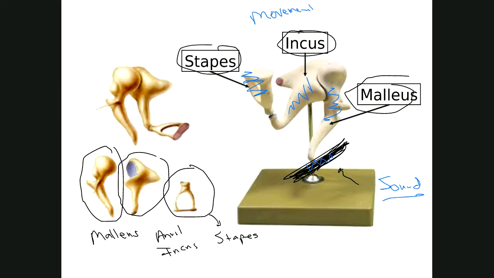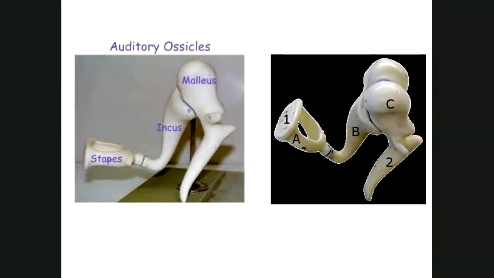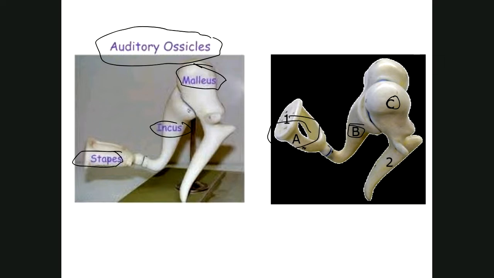And that's what happens in the middle ear. Any questions about these? These are called the auditory ossicles. Ossicles means bones. So can everybody recognize the malleus, the incus, and the stapes? Any questions?